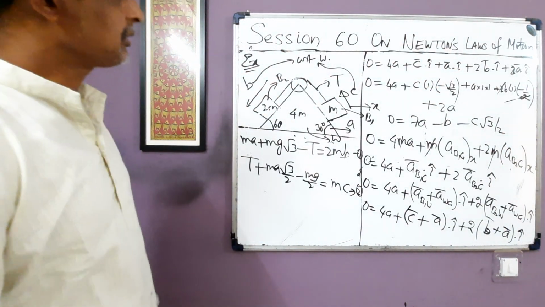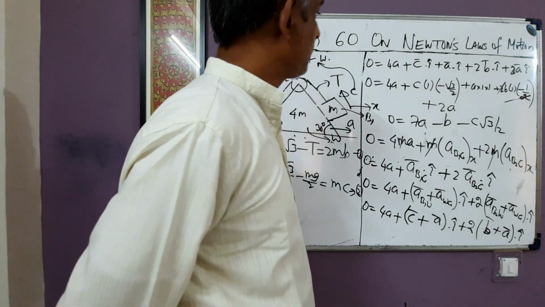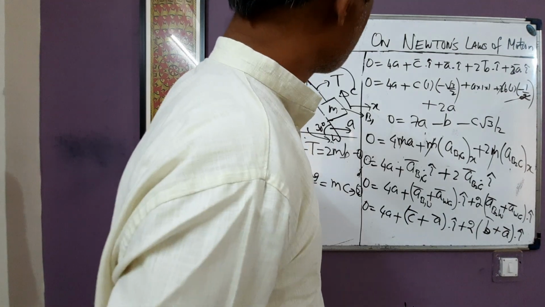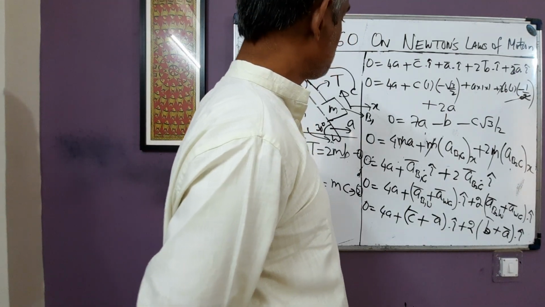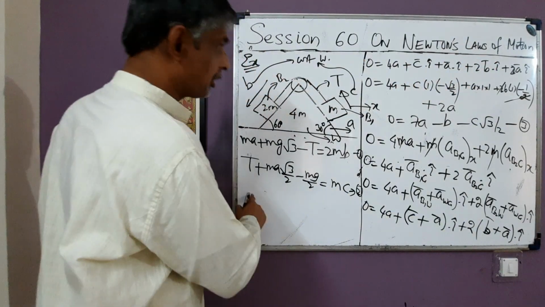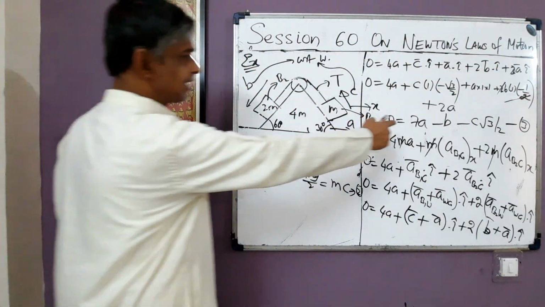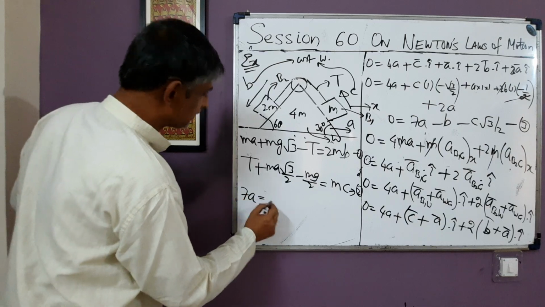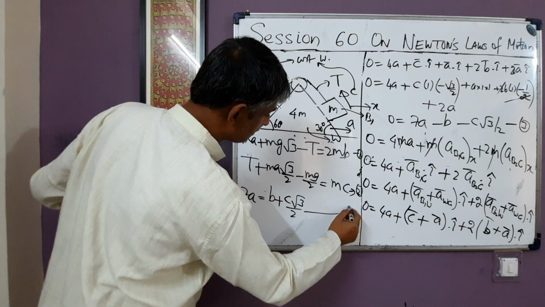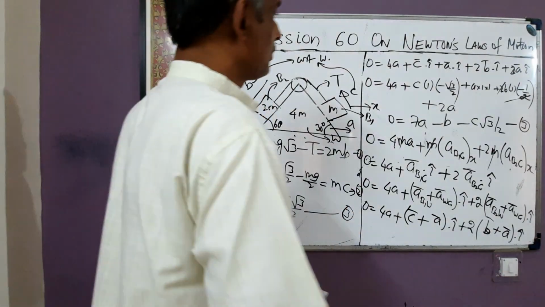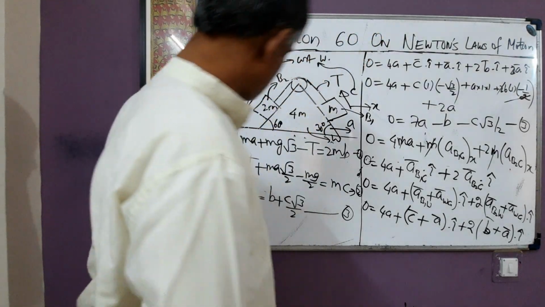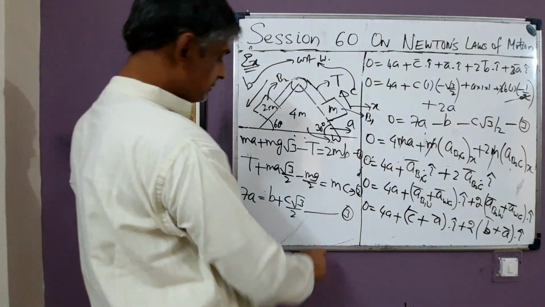Okay, this is what we get from the combined equation of motion. 4A plus A, 5A. 5A plus 2A, 7A. 7A minus B minus C root 3 by 2. So this is the third equation which I obtained. Okay, this equation also write it here. Just like this, simplified. So this becomes 7A is equal to B plus C root 3 by 2. This is the third equation. 4A and A, 5A, plus 2A, 7A. 7A is equal to B plus C root 3 by 2. Okay, so 3 equations we have written.